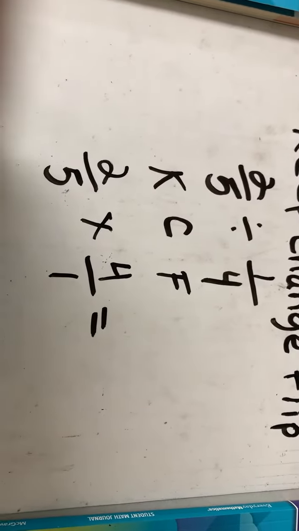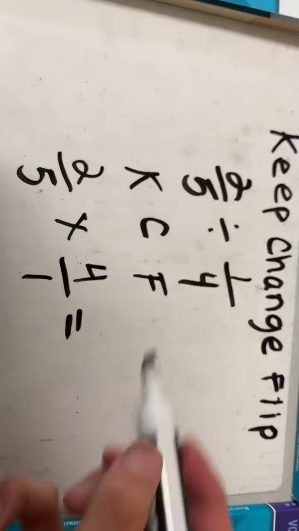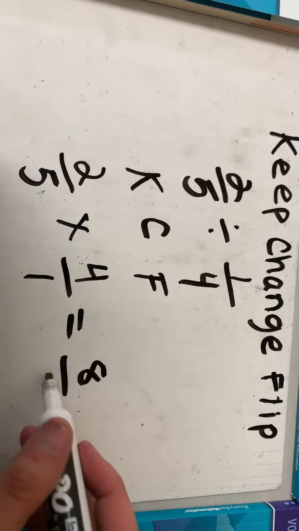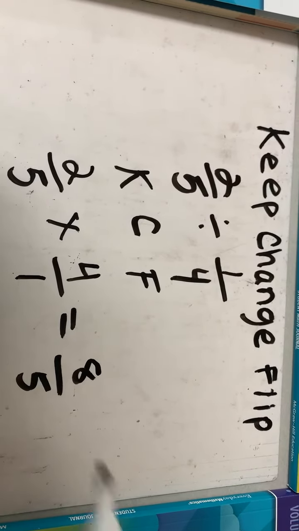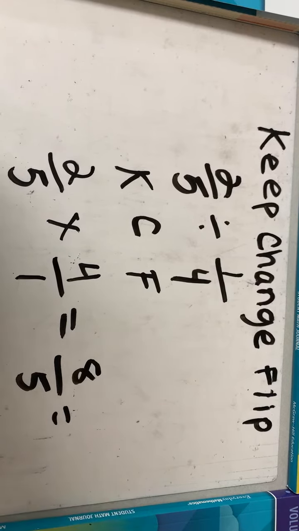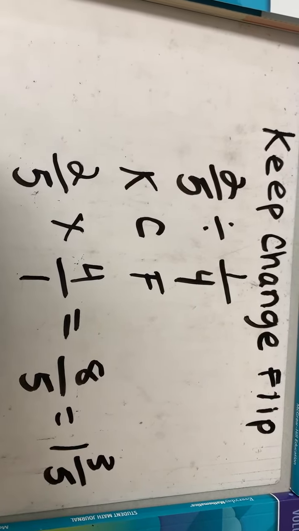After I do this, I have a multiplication problem, and I can simply just multiply across. 2 times 4 is 8, 5 times 1 is 5. If my answer is complete, I'm done. Unlike this one, which is improper, I need to finish it. 8 divided by 5 would give me 1 3/5.